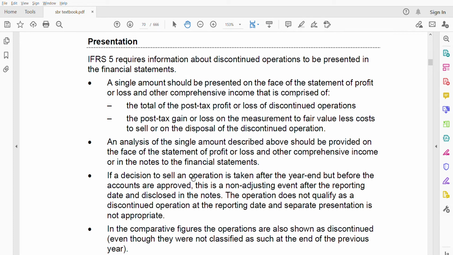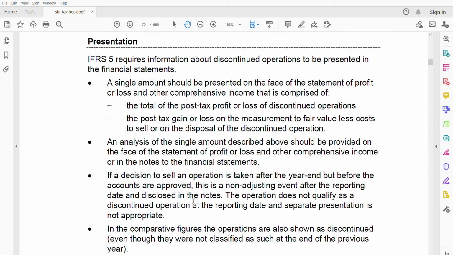If a decision to sell an operation is taken after the year end, you have the reporting year end, right? After that year end, let's say your year end is 31st December. So after the first of January of the next year, you are deciding that you want to sell an operation. What should you do in this condition? Because it is not in the current year, it's falling in the next year. Before the accounts are approved. So this is a non-adjusting event. Okay, non-adjusting event means you don't adjust it after the reporting date, and you disclose it in the notes. Okay, it is disclosed in the notes.